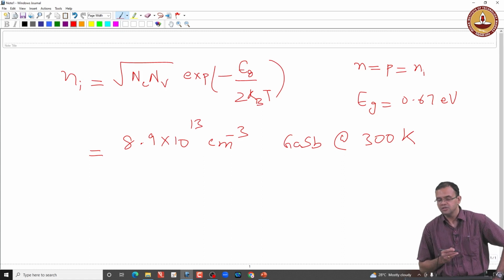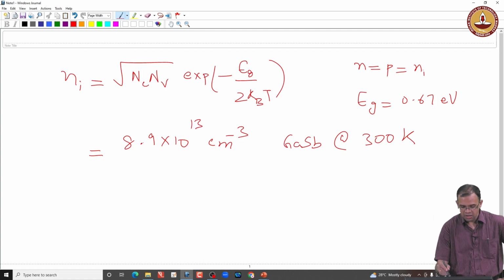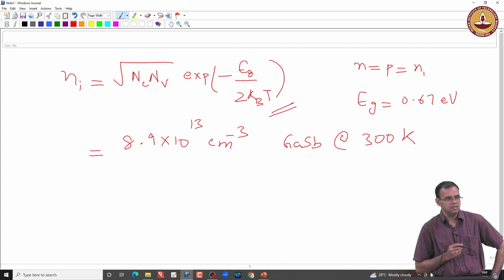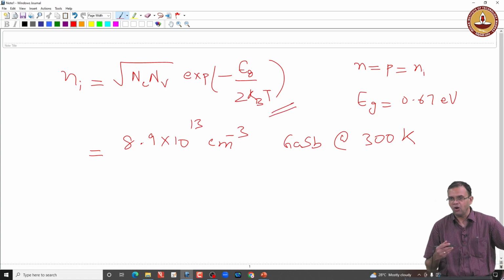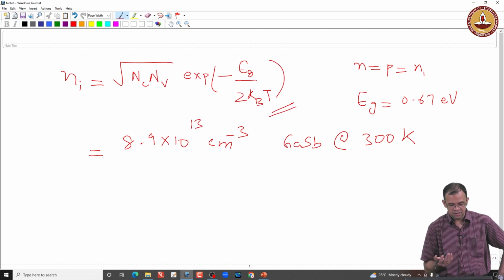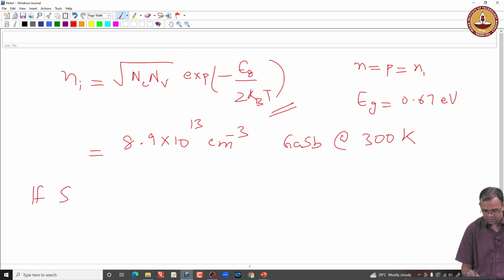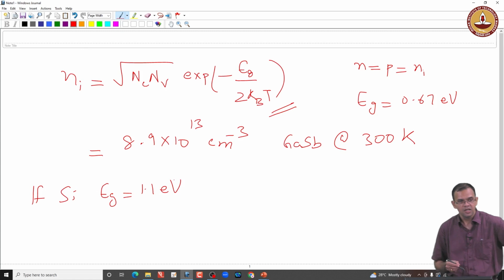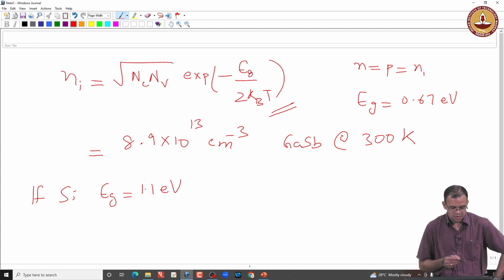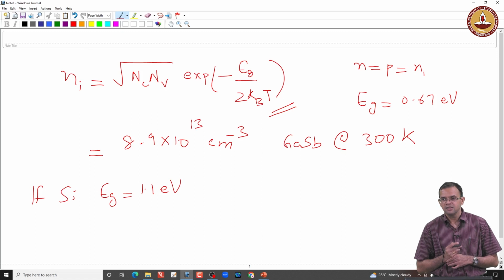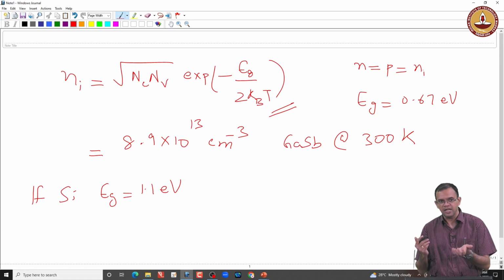Okay, so far so good. If you see in this particular formula, two things I wanted to highlight. One is the carrier concentration depends exponentially on the band gap of the material. So if I had silicon with Eg is 1.1 eV, so I have a larger band gap. Do you think Ni would be smaller or larger? So if I take a material with a larger band gap, would Ni be larger or smaller? Smaller, right? Because it has an exponential dependence.